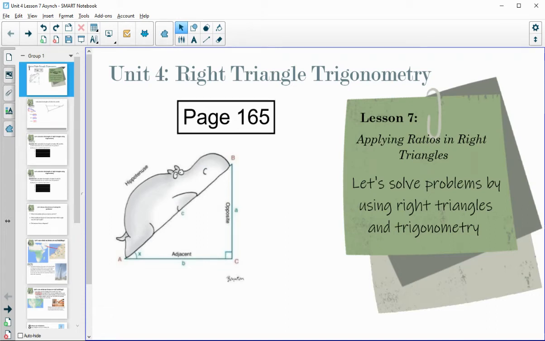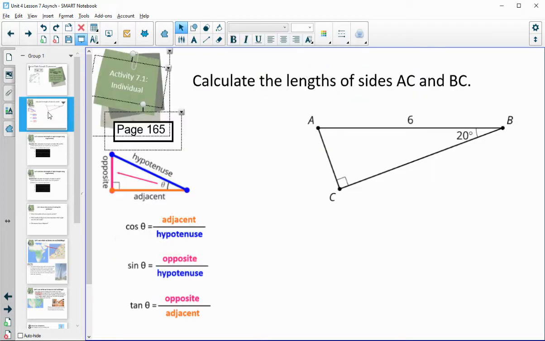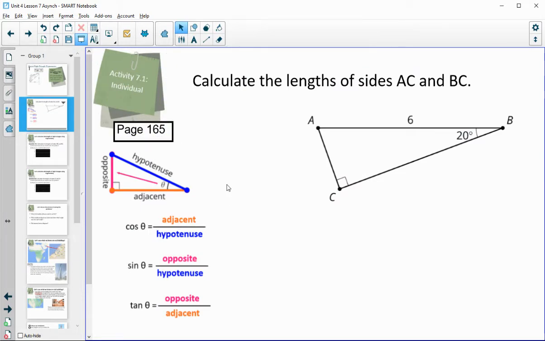In lesson 7, we are going to look at applying ratios in right triangles. We're going to solve some problems using right triangles and trigonometry. So go ahead and try this problem. It's on page 165 in your book.